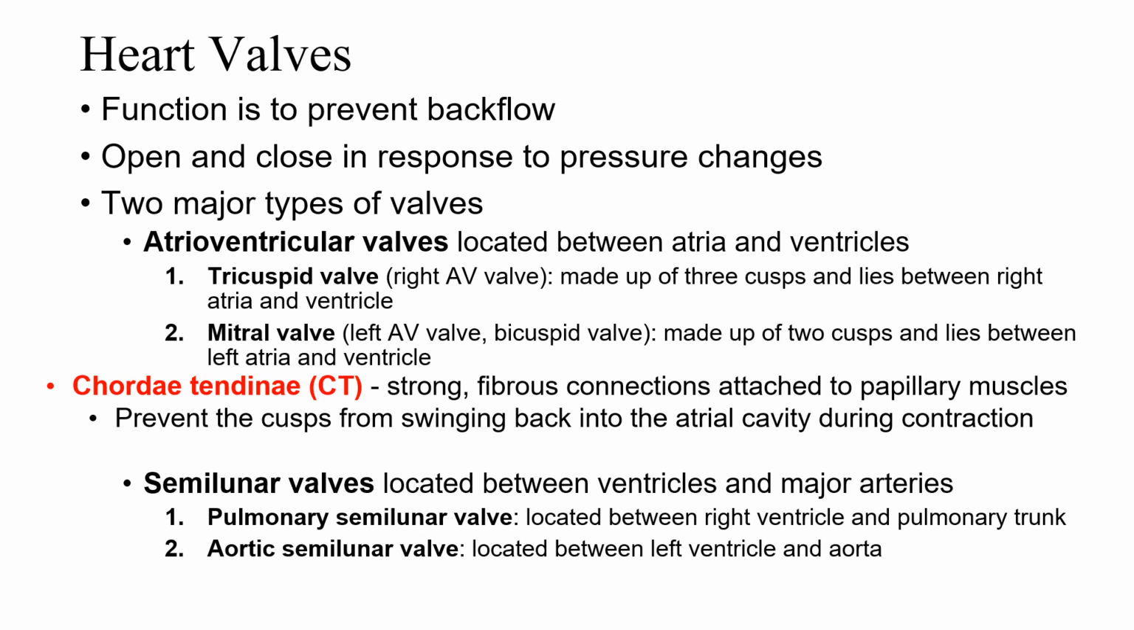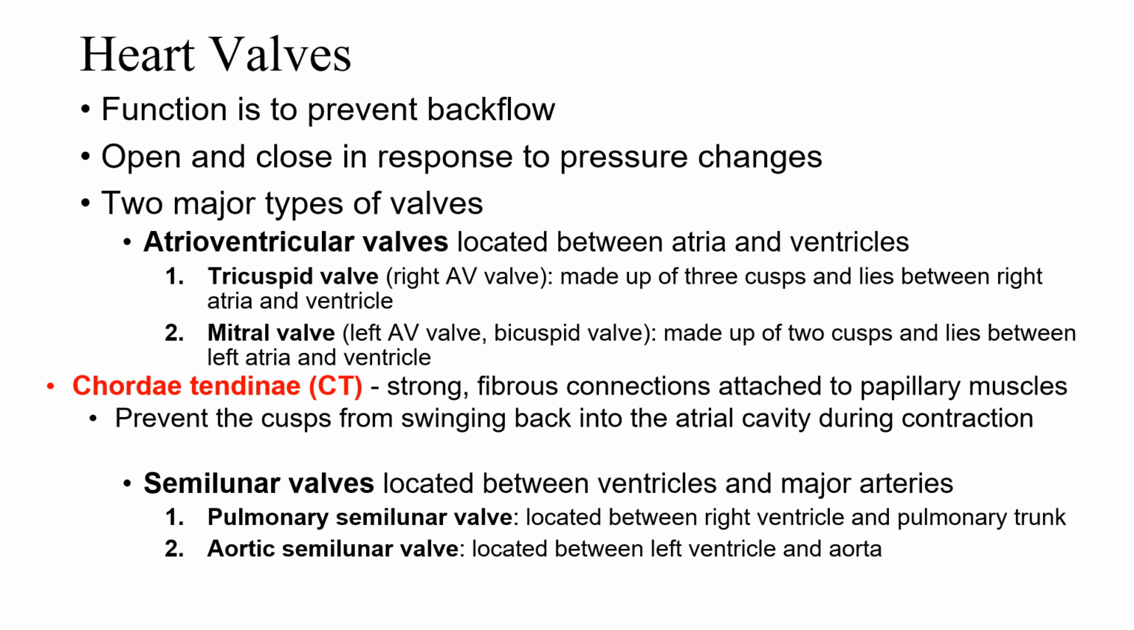Now, there are many valves located along this system, and really their job is to prevent any type of backflow. They're going to respond to pressure differentials, but there are 2 different types of valves depending on how many cusps they have. Cusps are sort of like flaps that close together. You have the atrioventricular valves, so between the atria and the ventricles. 2 kinds: the tricuspid, tri meaning 3, so it has 3 cusps, and the mitral valve, sometimes called the bicuspid, because it has 2 cusps.